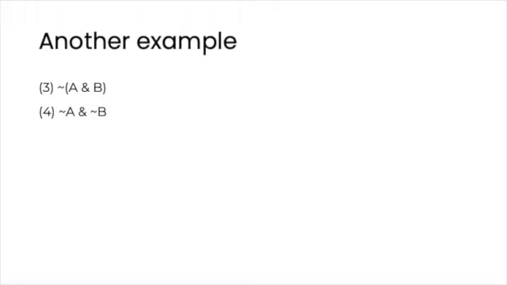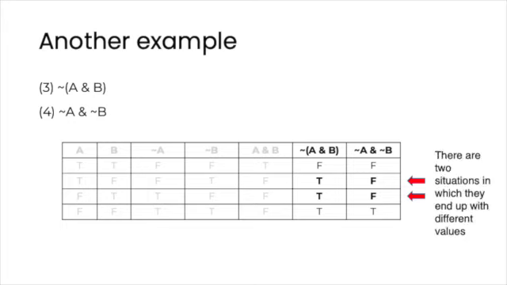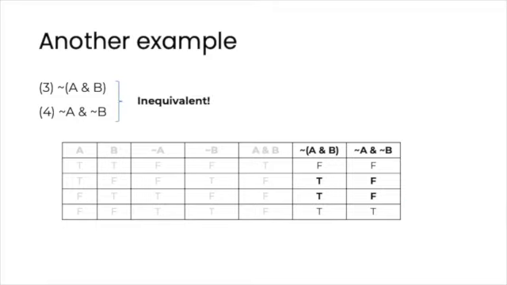Now consider these two sentences. For this pair, I've already filled the first two columns. Now let's proceed to fill the last two columns, each of which corresponds to the sentences we are comparing. We can see that they do differ. In rows 2 and 3, one of them gets a T, while the other gets an F. That means that there are situations in which they end up with different values. Thus, they are not equivalent.